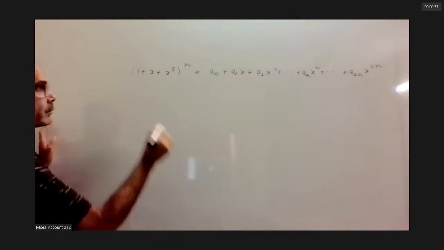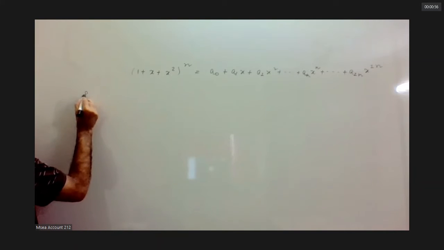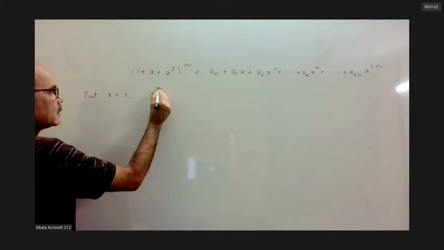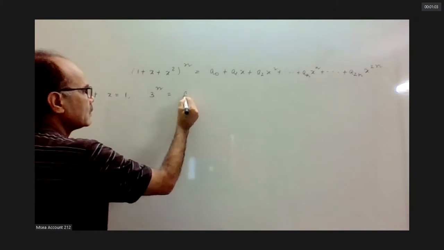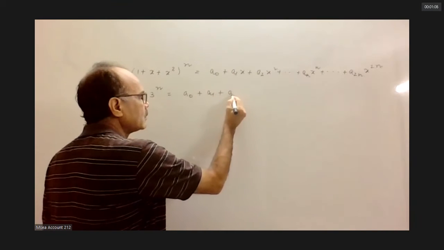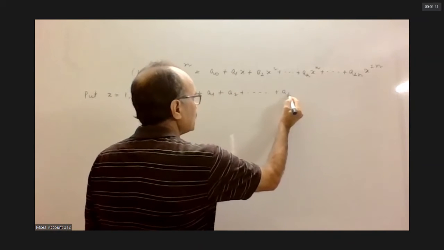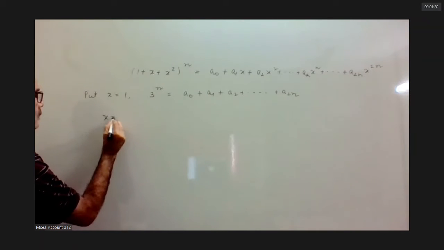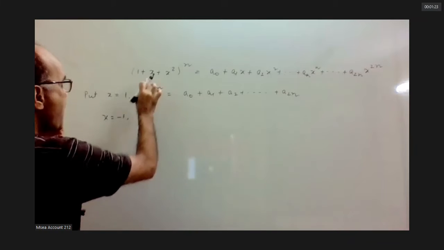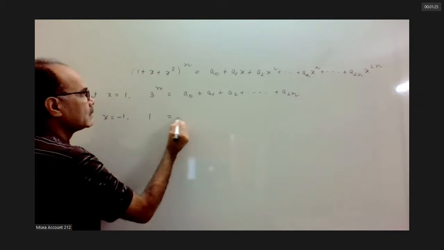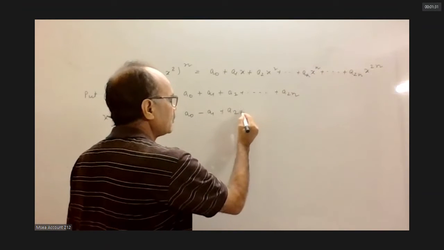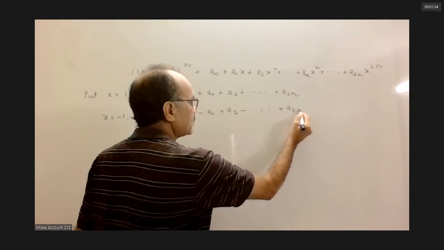Suppose we want to find the sum of coefficients: put x equal to 1. Next bit is a1 plus a3. Put x equal to -1. Left side is 1. Right side is a0 minus a1 plus a2 minus a3 and so on, up to a2n.